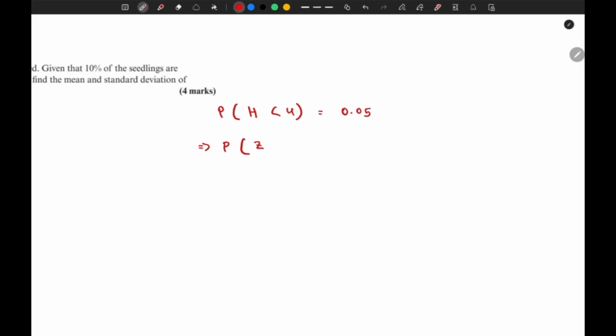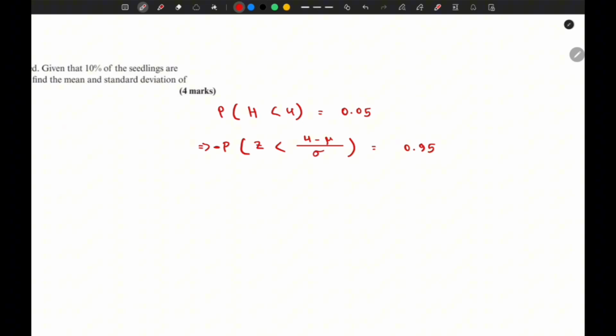So the probability of z being less than (4 minus the mean) over the standard deviation is 0.05. Now, as you can see, the probability is less than 0.5. So that's a big problem. In order to overcome this problem, you need to subtract 1 from it. So you'll get negative 0.95. Since there are no negative values of probability, we can move this negative sign to the left hand side of the equation. Now we know that the probability is 0.95.